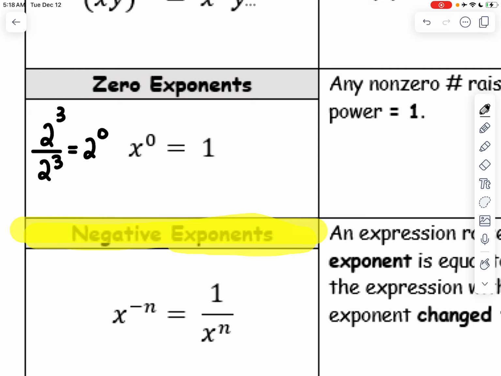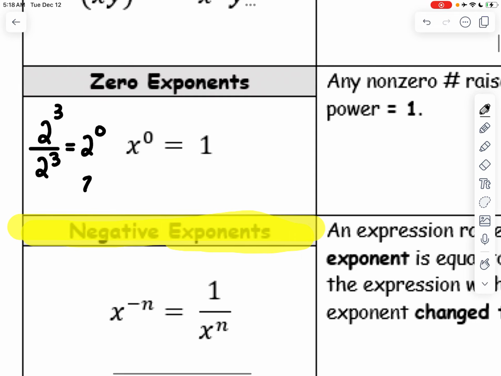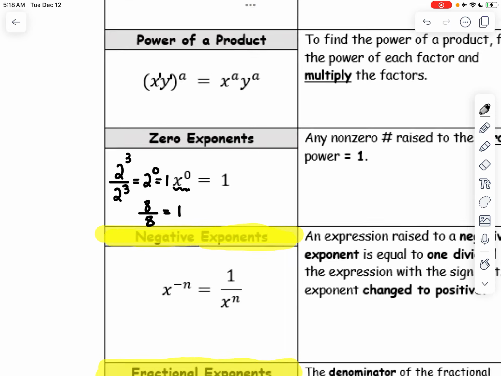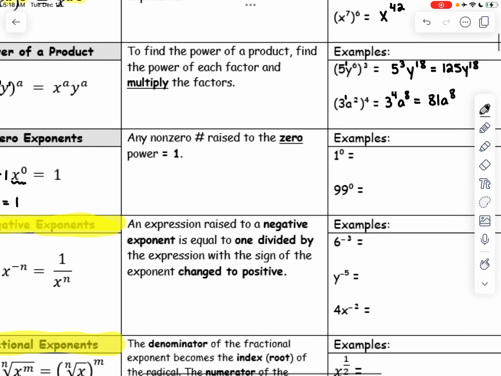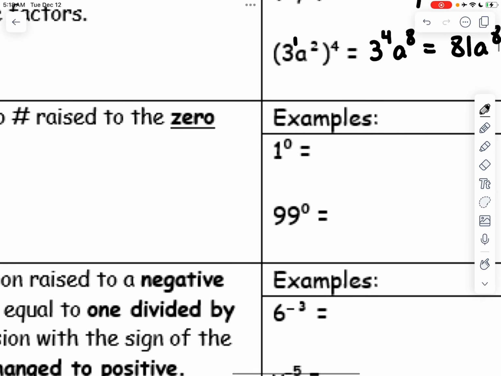3 minus 3. But let's really think about what we have there. 2 to the third is 8. 8 divided by 8, anything divided by itself is 1, right? Even 2 to the third over 2 to the third. Yes, we get 2 to the 0, but what does that really equal to? Anything divided by itself is 1. So x to the 0 really means you divided something by itself, you're going to get 1. So anything raised to the 0 power, as long as that base is not 0 itself, should give you 1.